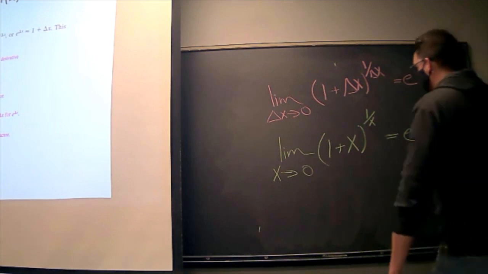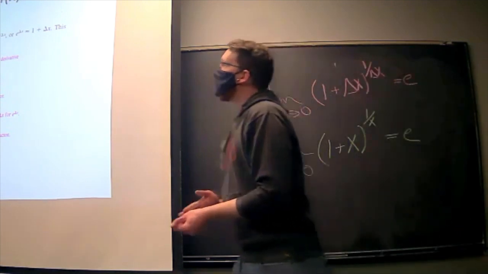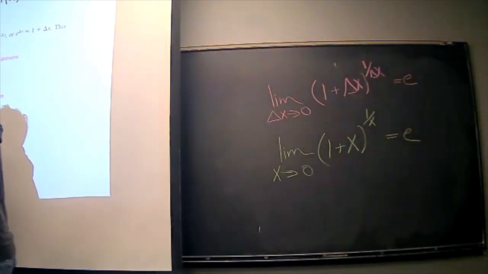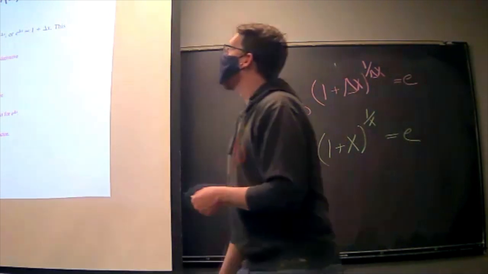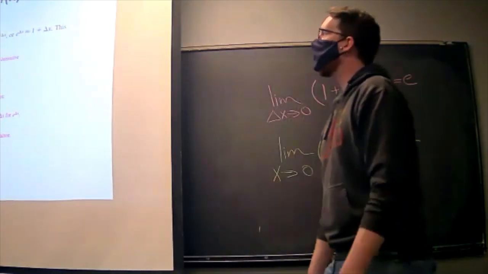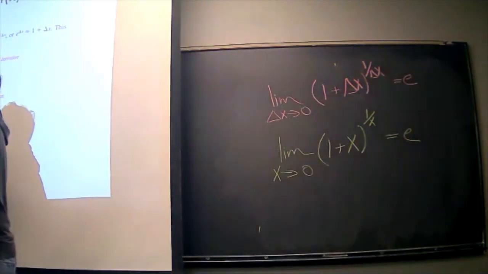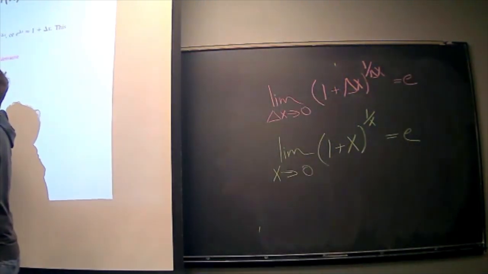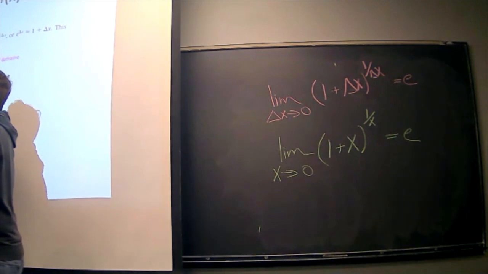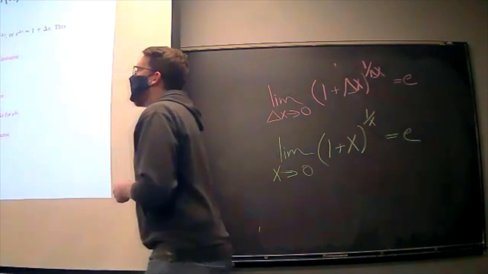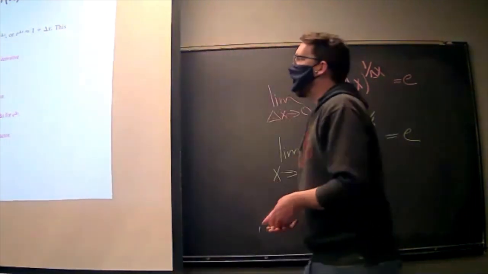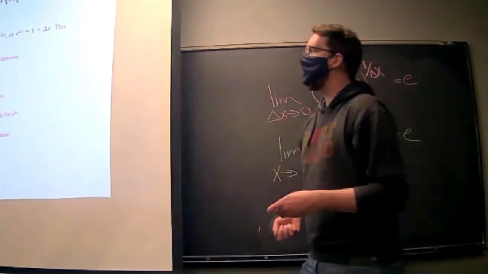So having said that, setting our function equal to e to the x, we're going to find that our numerator comes out to be e to the x plus delta x minus e to the x, all divided by, of course, delta x.